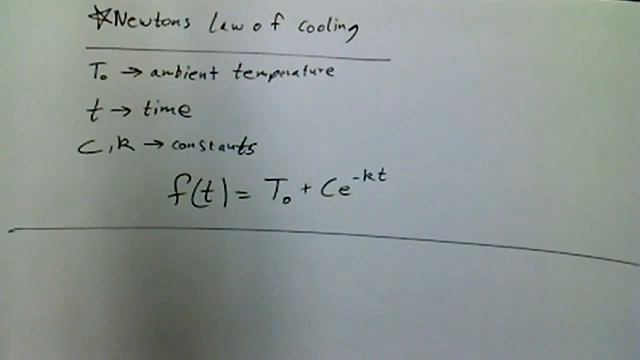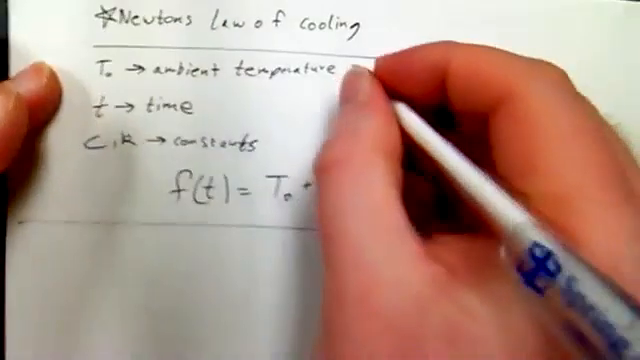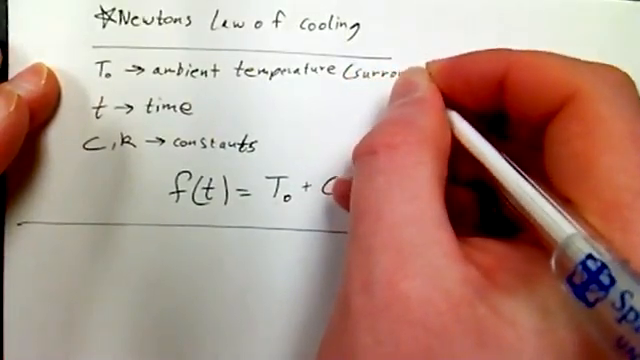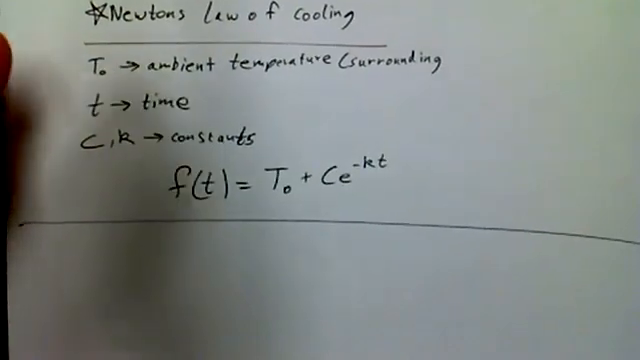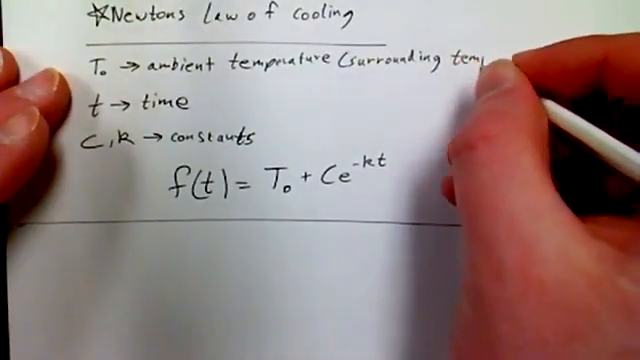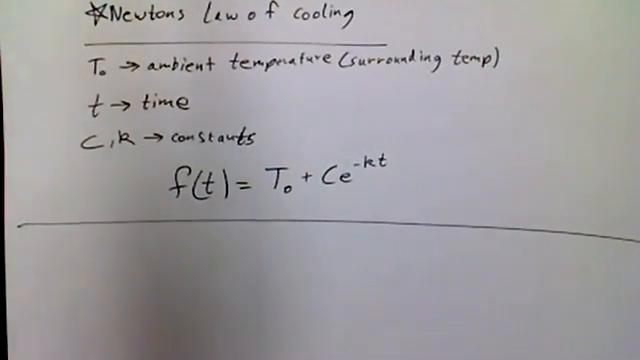In this formula, we call T sub 0 the ambient temperature. That is the same as the surrounding temperature. For our pizza example, this is the temperature of the freezer. T is the amount of time. Once again, the units depend on the context of the problem. And C and K are constants to be found. So there's going to be an extra constant to find in this.